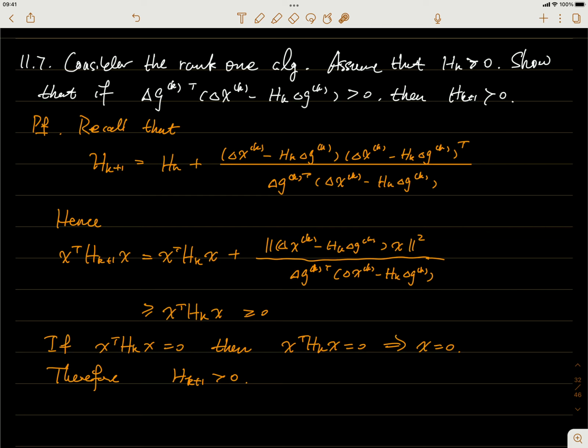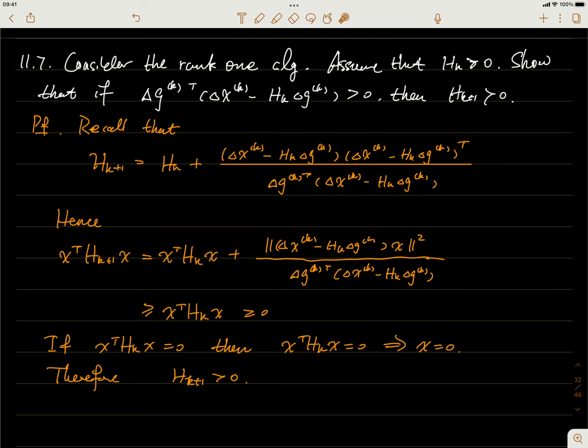Okay, now since we know that denominator is positive, the numerator must be greater than or equal to 0 as well. So we know that this whole thing on the right-hand side must be greater than or equal to this. And it has to be greater than or equal to 0 for any x, since H_k is positive definite. Actually, if x is non-zero, we know that this must be positive. Okay, so this thing is lower bounded by that, but this is positive definite.